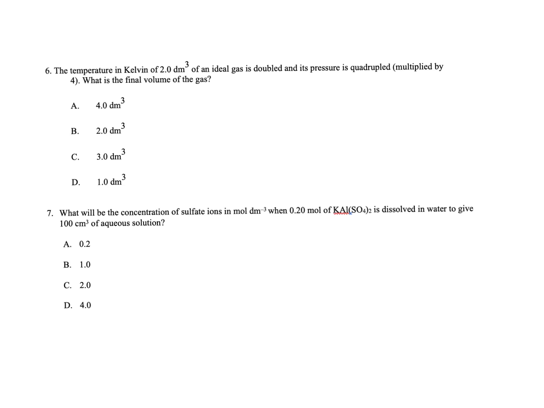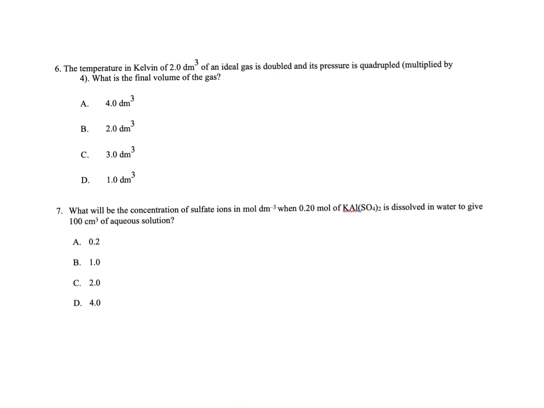Okay, ideal gas question. The temperature in Kelvin of 2 cubic decimeters, that's the volume, of an ideal gas is doubled. So we've got temperature is doubled, pressure is quadrupled. What's the final volume? So we can forget about that, it doesn't matter. Okay, so PV equals nRT. Get rid of those. So we're going to have this ratio to deal with.